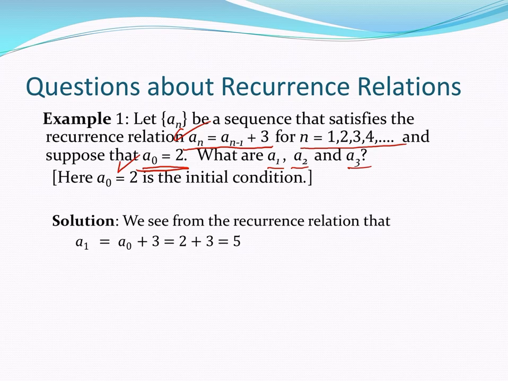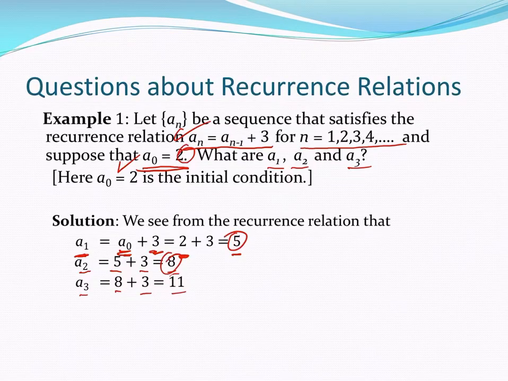All right, so we know a0 is 2. We know that a1 is a0 plus 3, so 2 plus 3 is 5. a2 will be a1, which is 5, plus 3, which is 8. And a3 will be a2 plus 3, which will be 11. So my sequence goes 2, 5, 8, 11, and so forth.